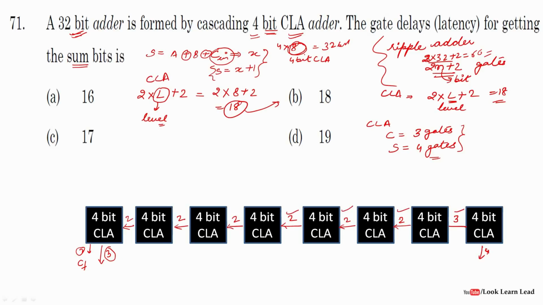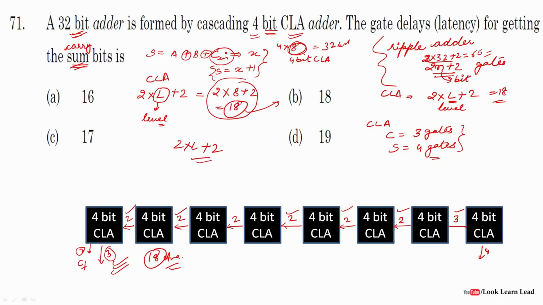So this would be 3 plus 2 is 5, 6, 7, 8, 9, 10, 11, 12, 13, 14, 15, 16, 17, 18. So 18 is the answer. This is the concept behind it, but you can remember it easily by the formula, 2 cross L plus 2. And what if here it was the carry bits?